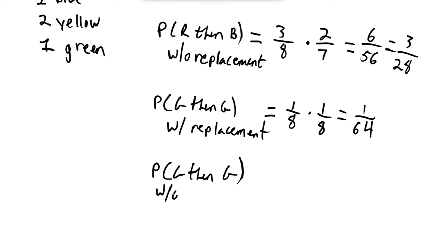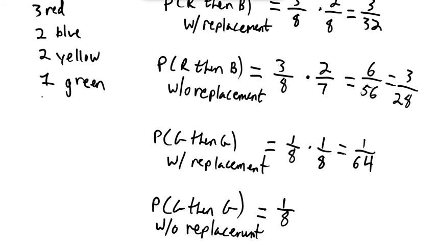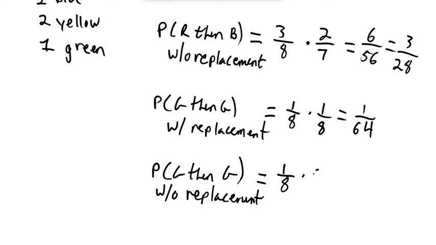All right, what about if we pulled a green then a green without replacement? And this is without replacement. So first chance we have is 1/8 of pulling a green, but the second time we have no greens. So what's the probability? We have 0 greens that we can pull out of 7, meaning that we have a 0% chance, or it's impossible to pull a green and then a green.